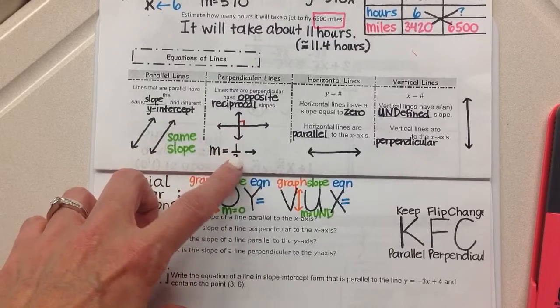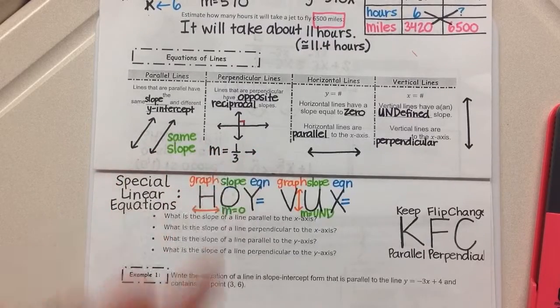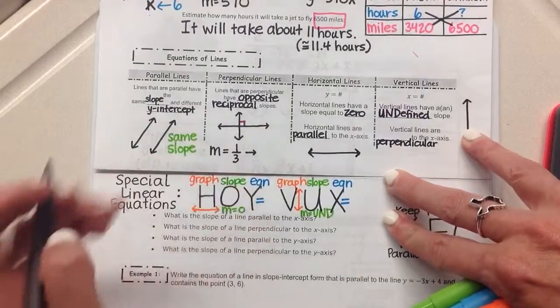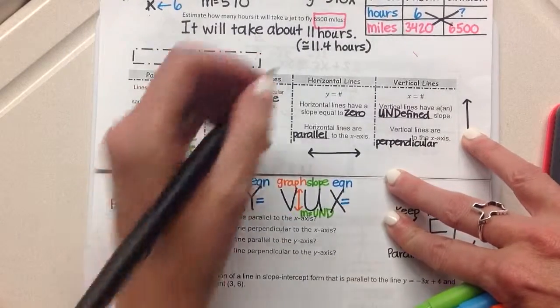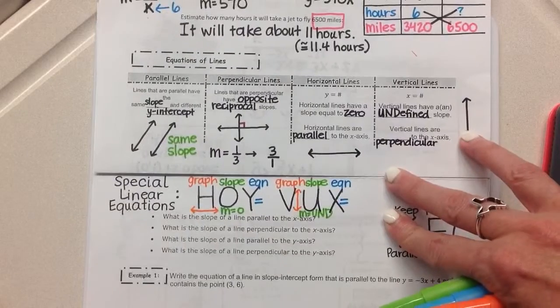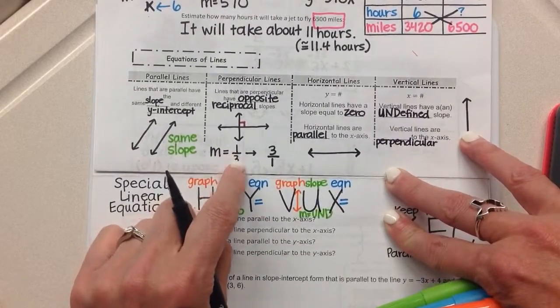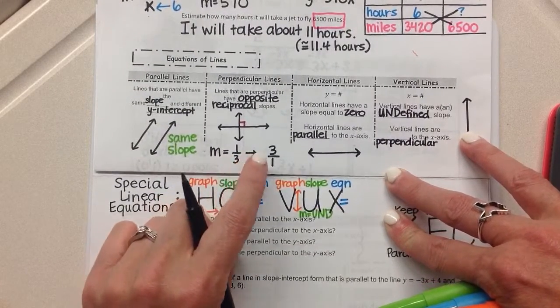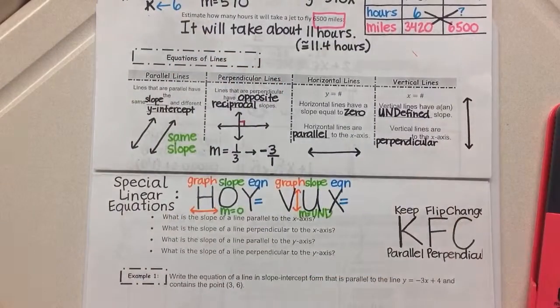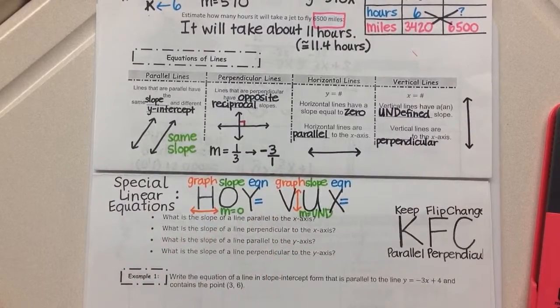So if I have a slope of 1/3 and I want to find the slope of a line that's perpendicular to that one, all I have to do is flip the fraction. That's what the word reciprocal means. So I would switch the 3 and the 1, so now I would have 3/1. And then opposite means opposite sign. So if this is a positive 1/3, then the opposite of a positive would be a negative. So the perpendicular line's slope would be -3.